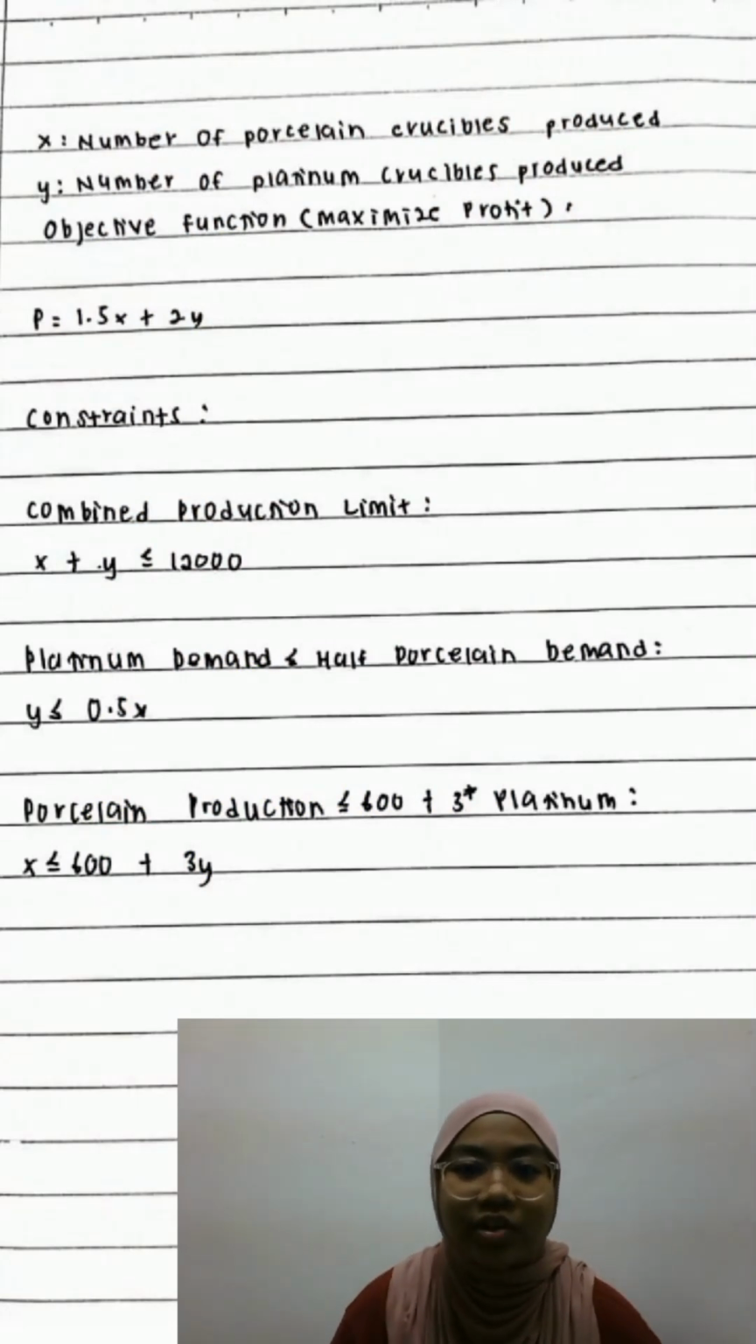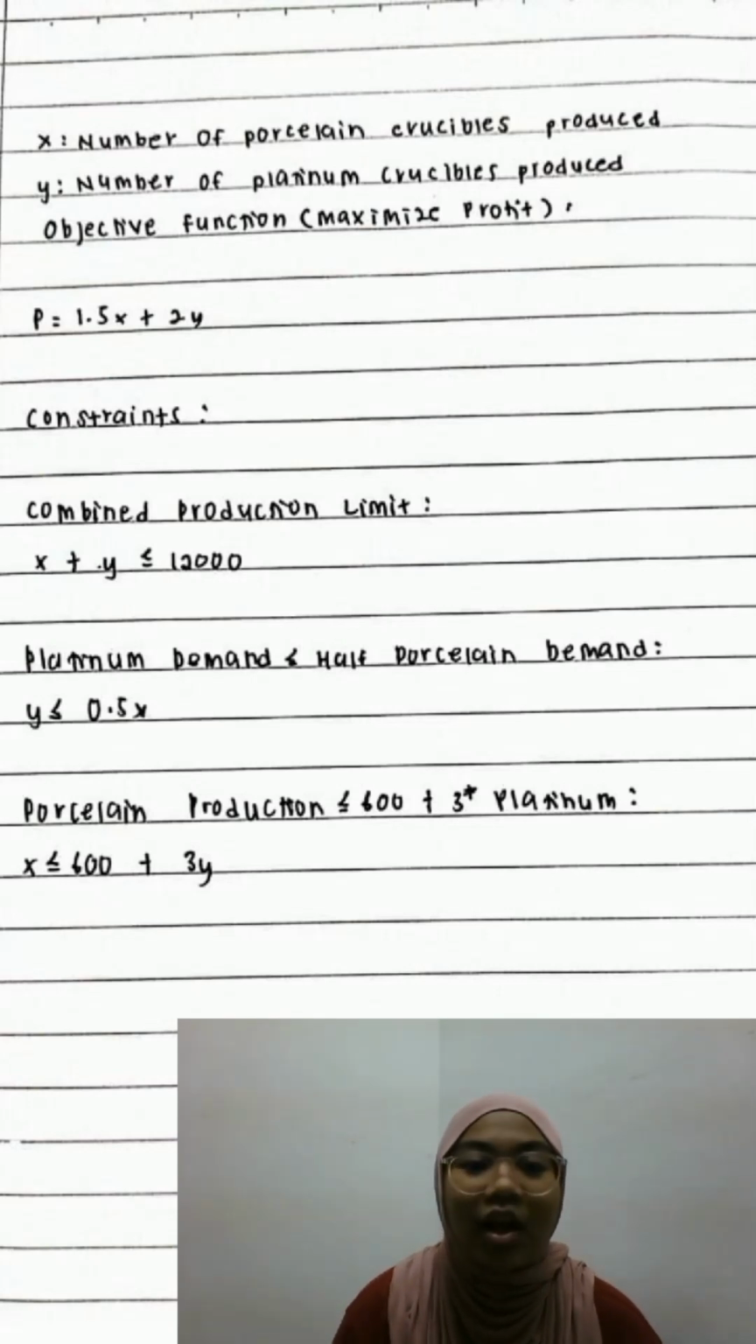The objective function P represents the total profit earned by the company, calculated as the sum of the profit per unit for each crucible multiplied by their respective production levels. The first constraint is that the total production of both types of crucibles does not exceed 1200 units per month.